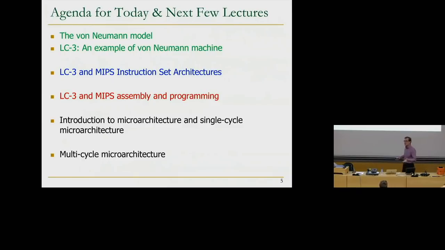LC3 is an instructional computer, Little Computer 3. MIPS is a real ISA that's used out in many set-top boxes, for example, around the world. Maybe it's not as popular as ARM today, but it's actually quite good for instruction, and it's a real instruction set architecture. And we're going to talk about what that is, what they are.